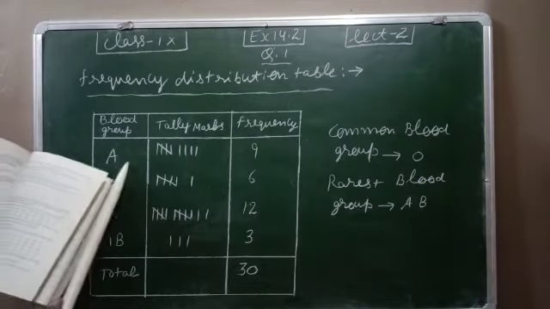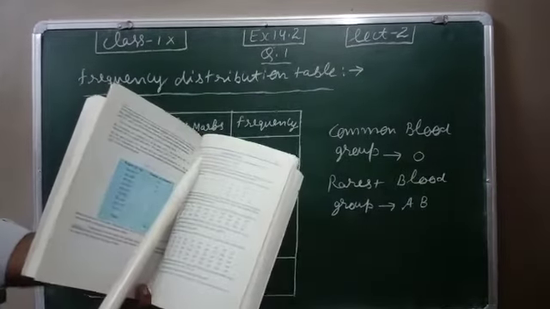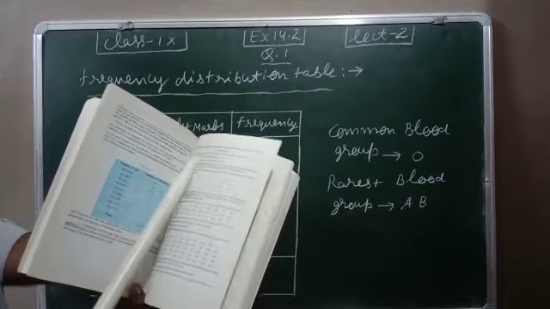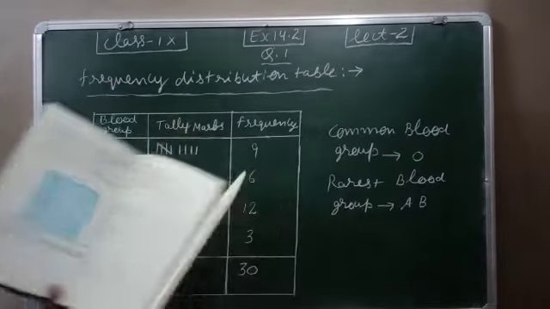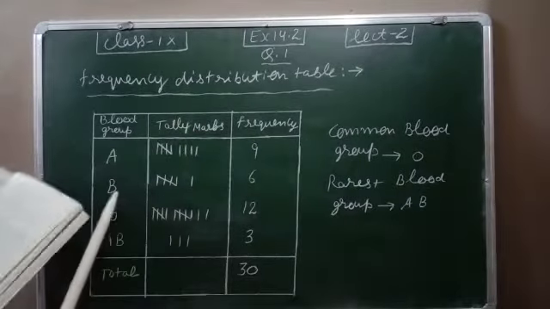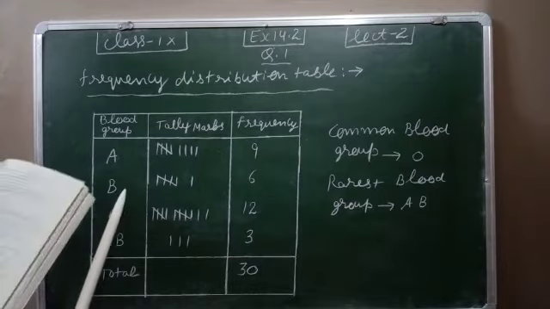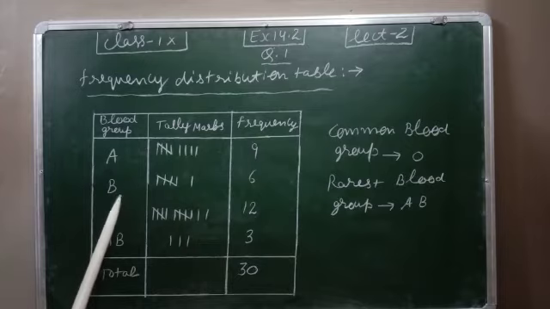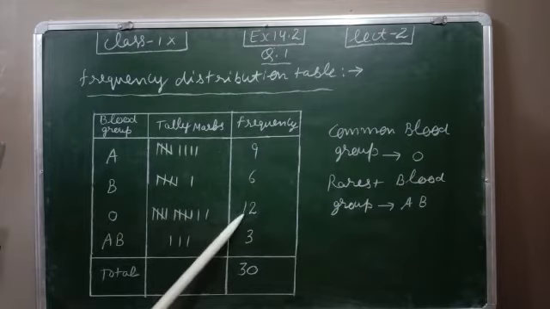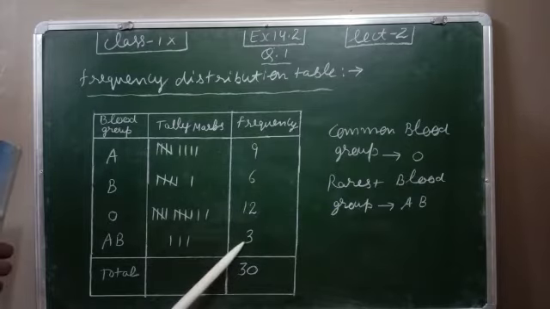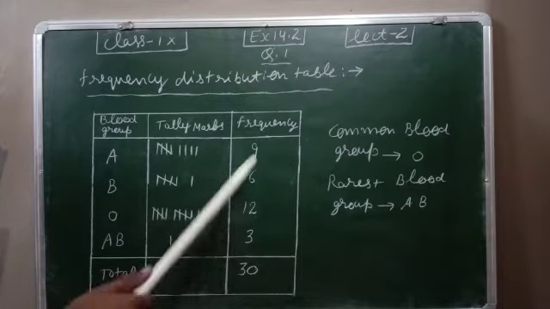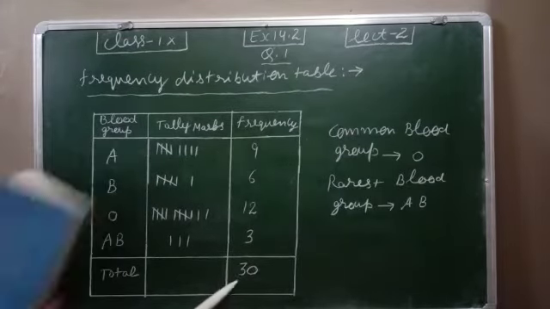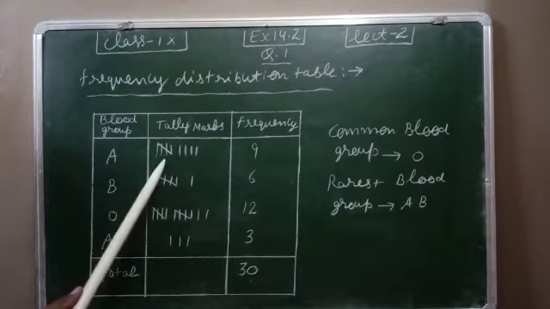Now we will count how many A are here: 1, 2, 3, 4, 5, 6, 7, 8 and 9. So we will write 9. Then we count the blood group B; after counting we can see that 6 students have B type. For O we have 12 students. For AB we have 3 students, and if I add all this, the total number of students is 30.